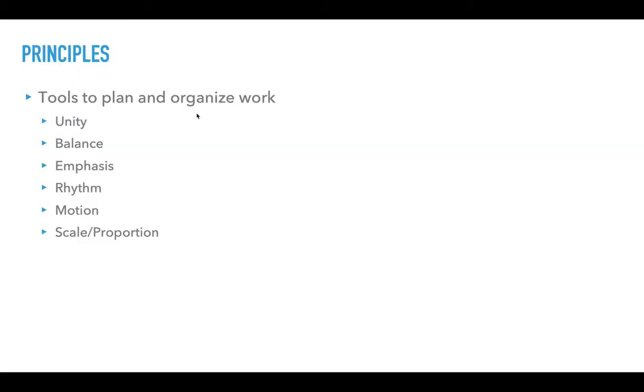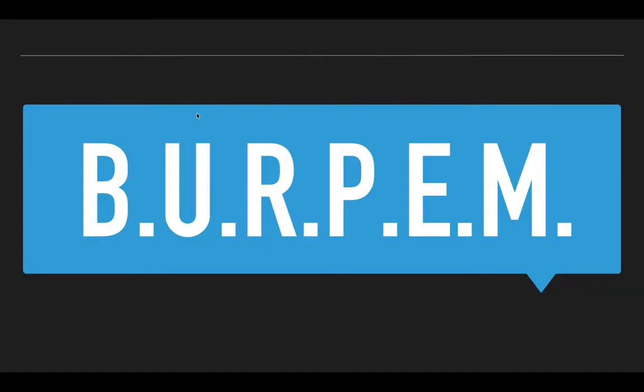Right? So here are the principles, or the terms, or the tools. How do we organize the work that we're doing? In an ideal world, we've already talked about the word unity and how we create that. If we look at the others, we have balance, we have emphasis, we have rhythm, motion, and scale and proportion. You can see them in an order, and an easy way to remember them is "burp them": balance, unity, rhythm, proportion, emphasis, and motion.